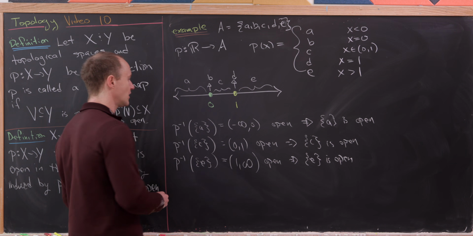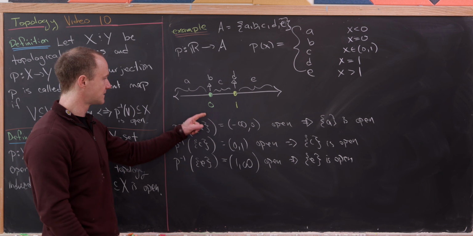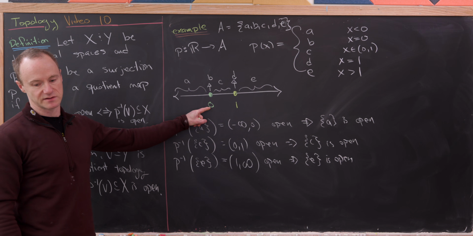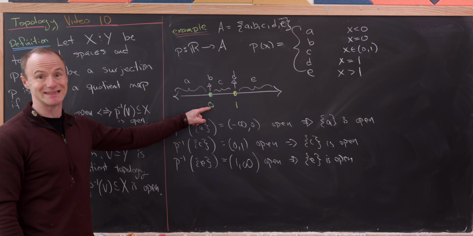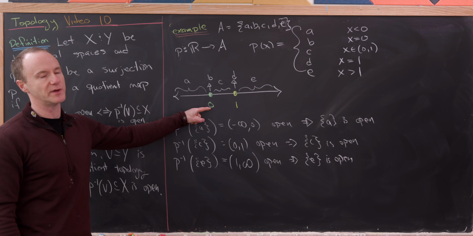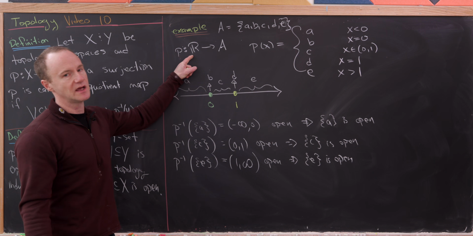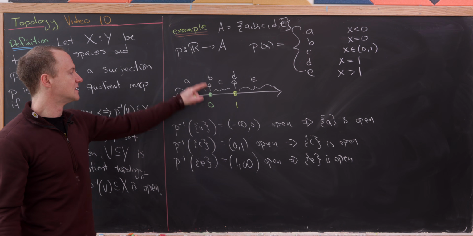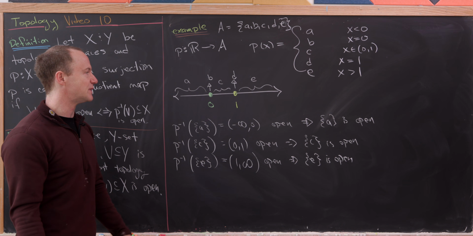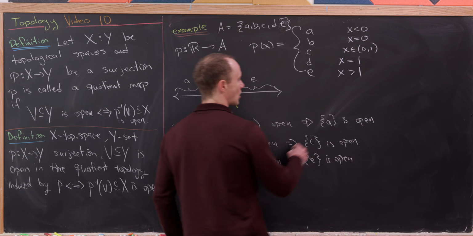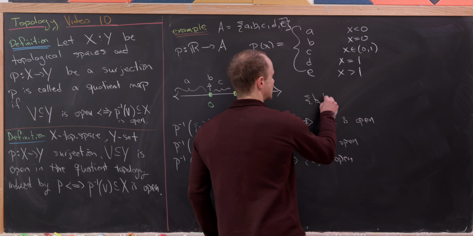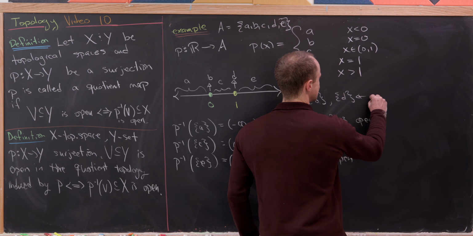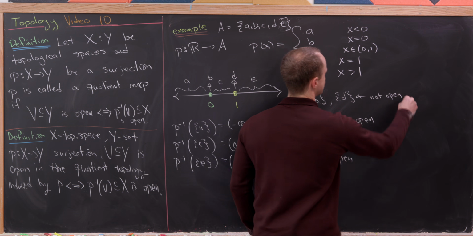Now let's compare that to, and I'll just say this in words, the pre-image of the singleton containing B, which is just the singleton 0. But we know that singletons are not open in the Euclidean topology on A. And I guess I should have said we're taking the standard or Euclidean topology on A. So that means that the singleton containing B and the singleton containing D are not open. So we could collect that here. The singleton containing B, the singleton containing D, these are not open.